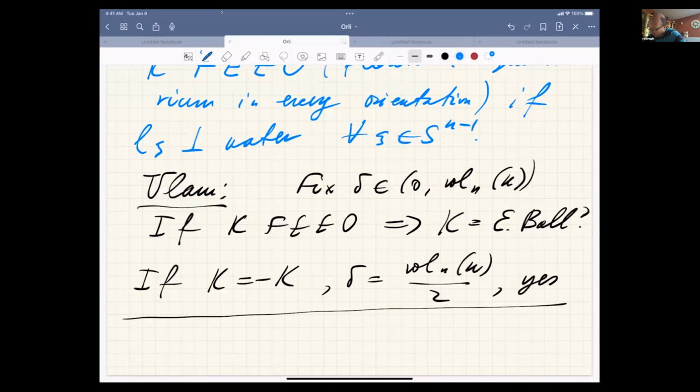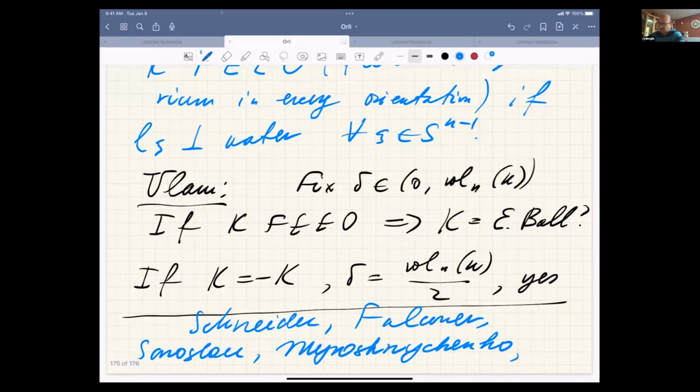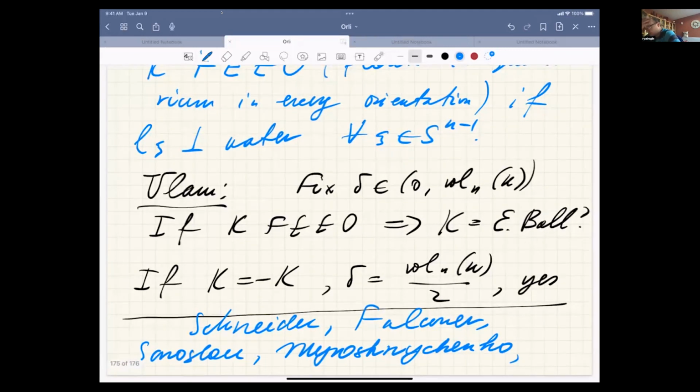This was proved by Schneider and Falconer. And then it was proved later by Saraglu, Miroshnichenko, Sergei Miroshnichenko, who is going to speak after me. And also later it was proved by other people, by Florentine, Jean, Elizabeth Werner, and Carsten Schutt, and others. So this is a known result.